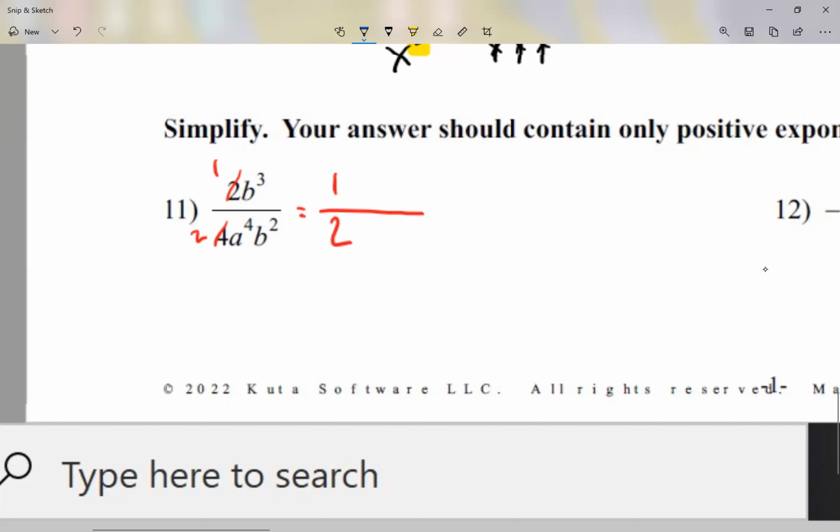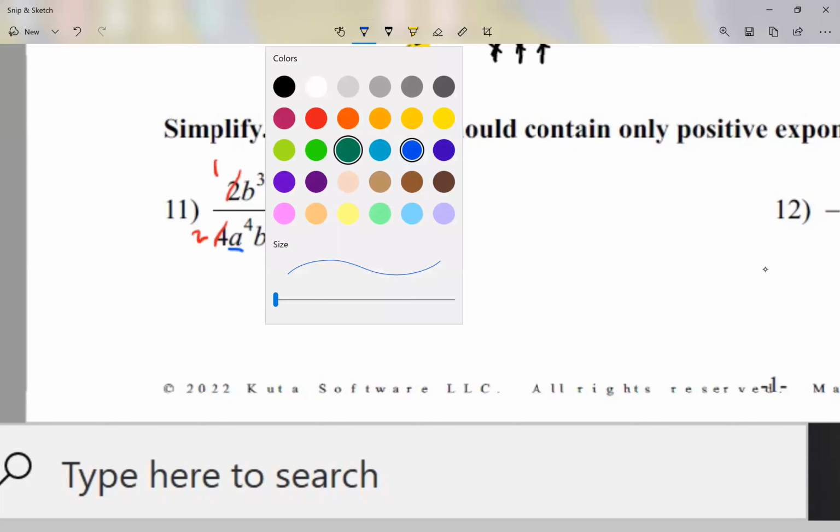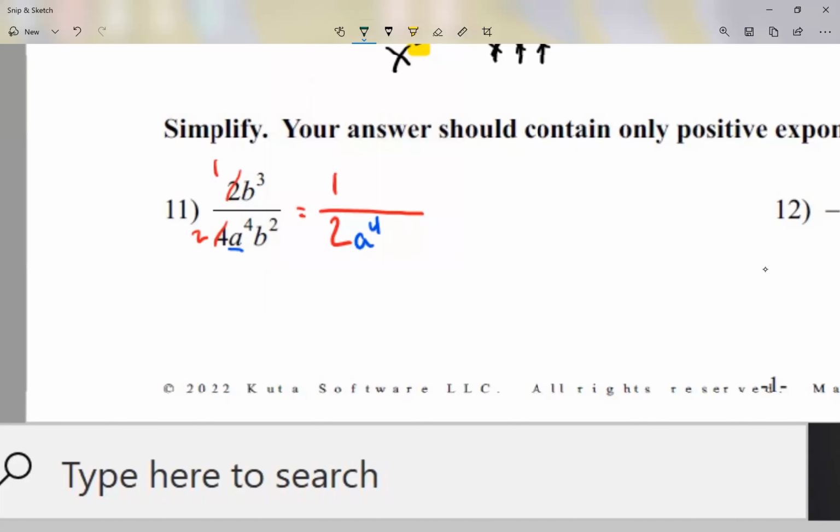Letter-wise, when it comes to A, I just have an A to the 4 at the bottom. That's the only A that I have. When it comes to B's, I have 1 on the top and 1 at the bottom. And I'm going to subtract them. I'm going to subtract my numbers. 3 minus 2 is 1. The big exponent was on the top, so I'm going to have a B to the 1 on the top.